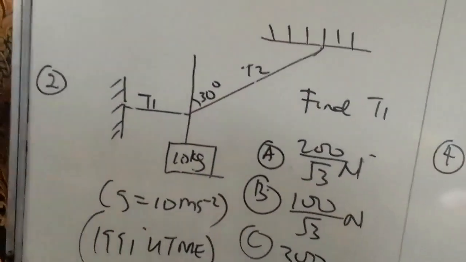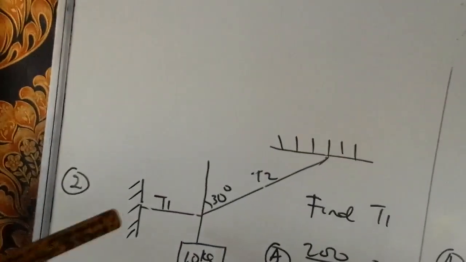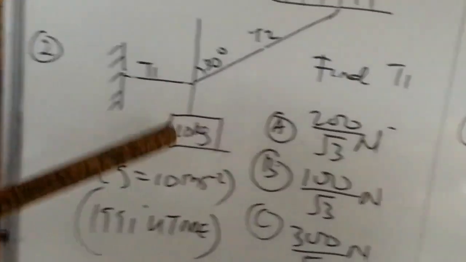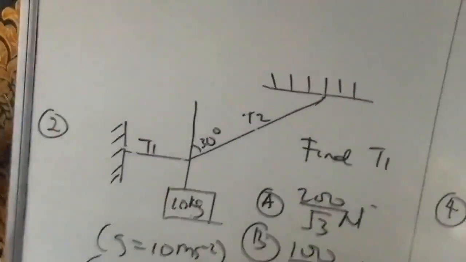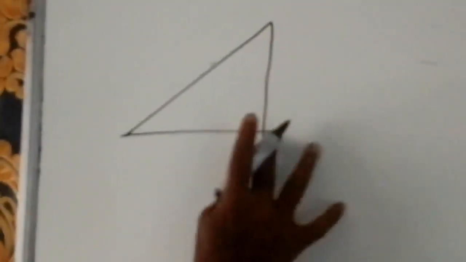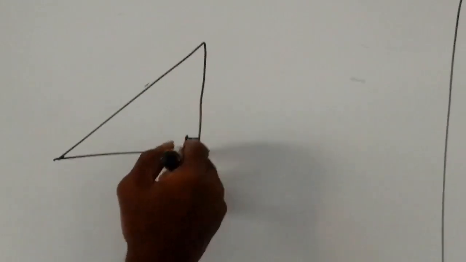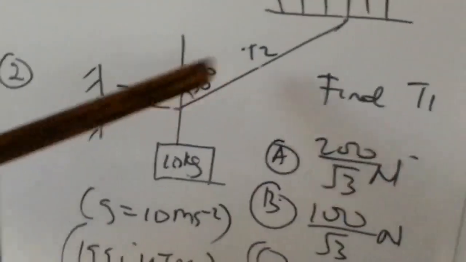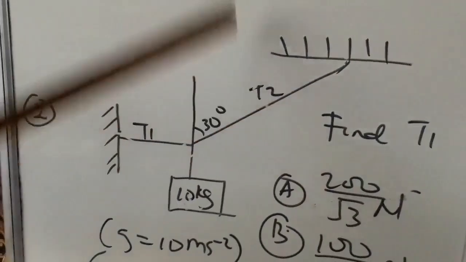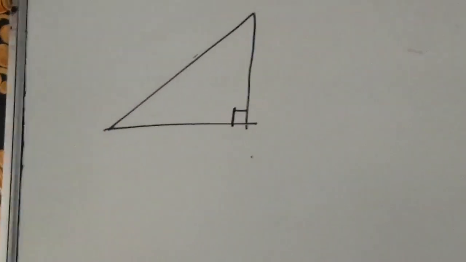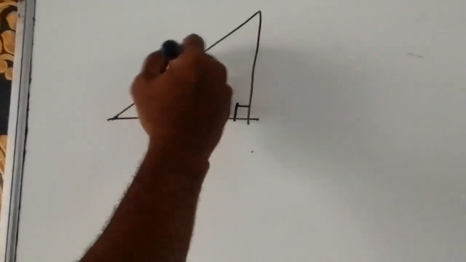As I said in the previous video, when you have a situation of three non-parallel forces, to solve this problem all you have to do is draw a right angle triangle. Here is the angle 90. Let's go back to the diagram. The supporting cord is T2.